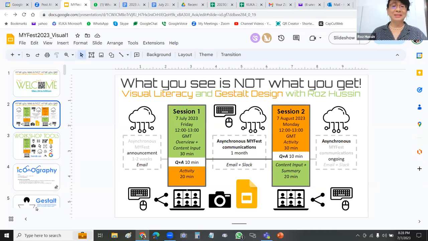Anybody else like to say something about what they think, just this initial?